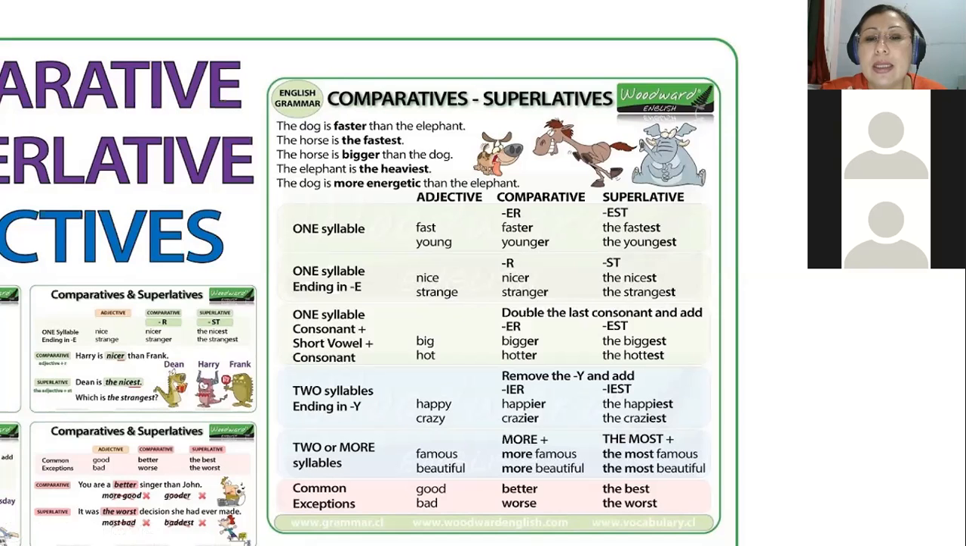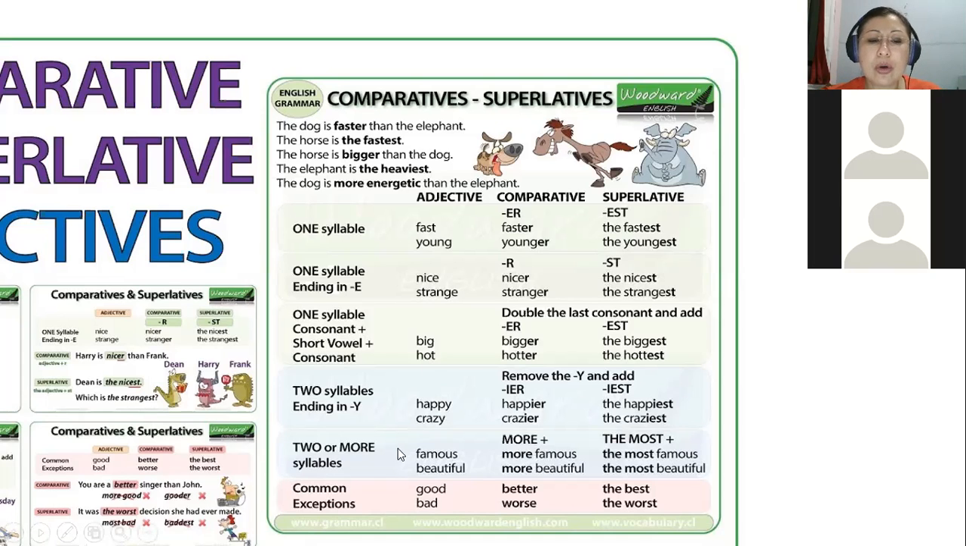One syllable, double the consonant and add ER. Big, bigger, the biggest. Hot, hotter, the hottest. Two syllables ending in Y: happy, happier, happier than, the happiest. Happy, feliz, happier than, más feliz que, the happiest, el más feliz. Crazy, crazier, the craziest. Loco, crazier than, más loco que, the craziest, el más loco.